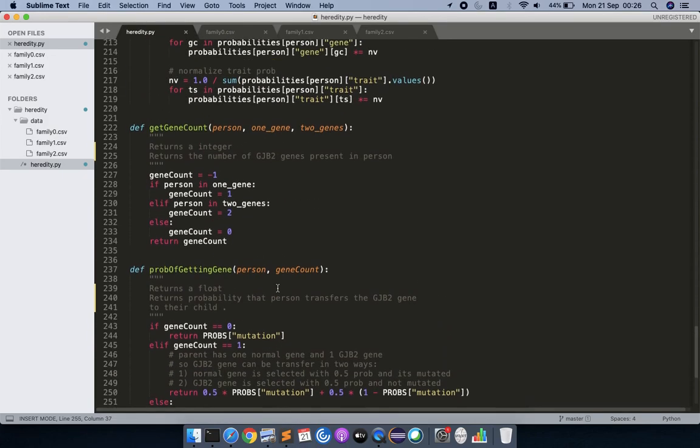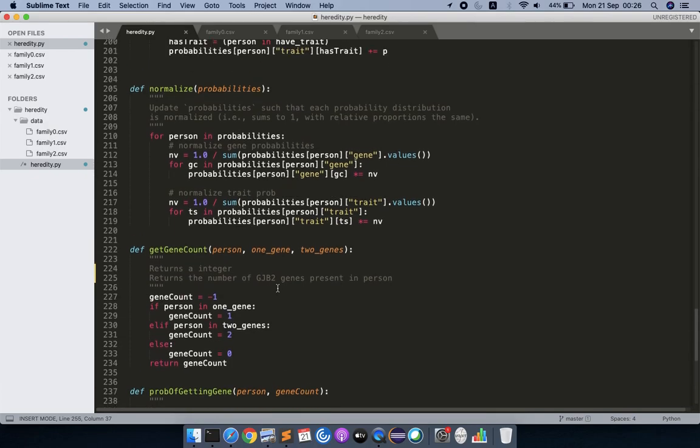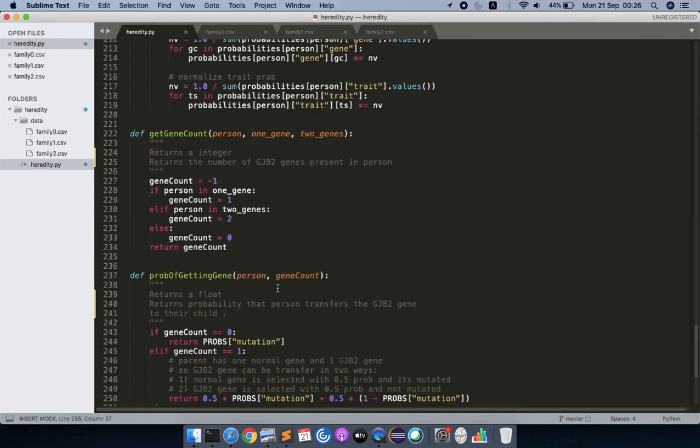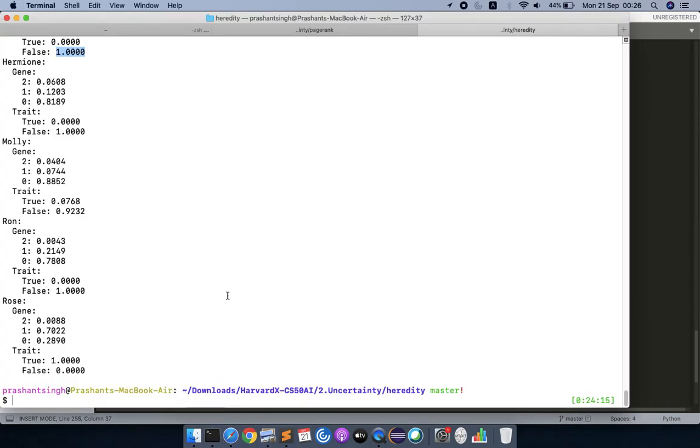So these are the three extra functions which I wrote, and this is the final output.